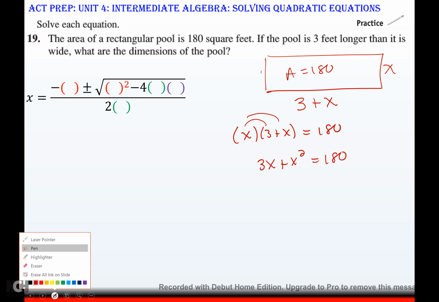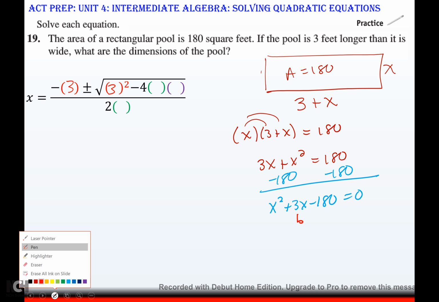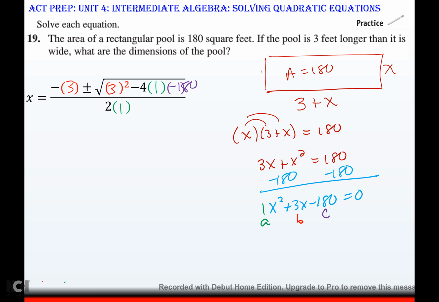Put it in standard form, I'm going to minus 180, and I get x squared plus 3x minus 180 equals 0, which tells me that b is 3, that a is 1, and that c is negative 180.